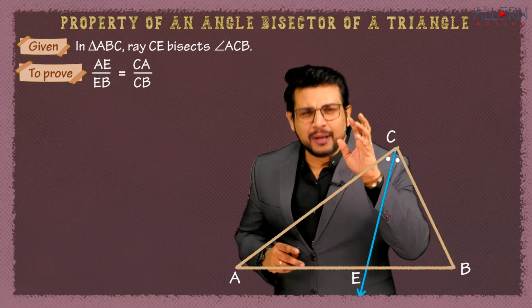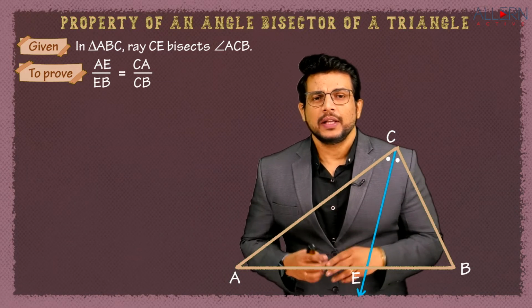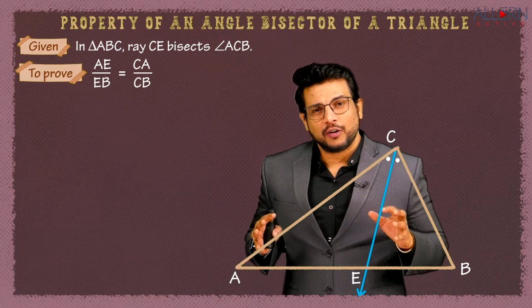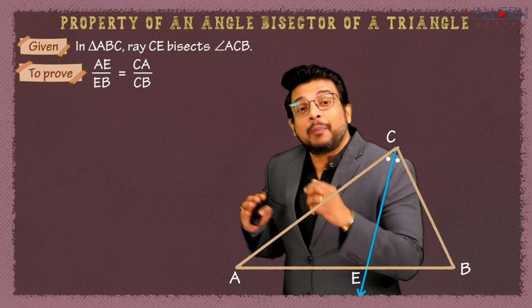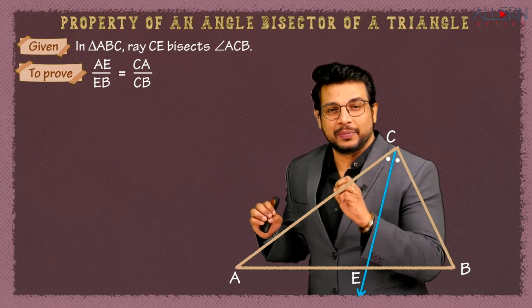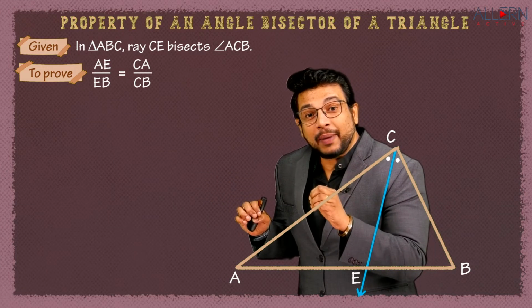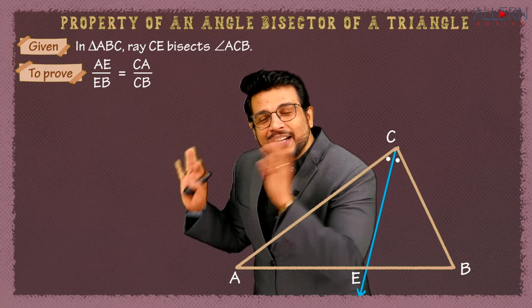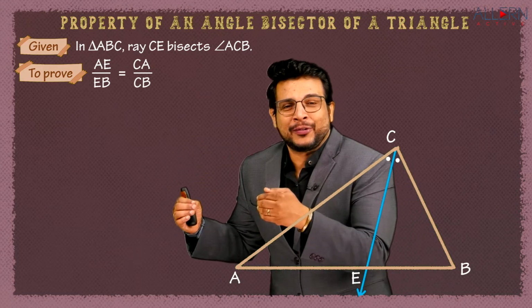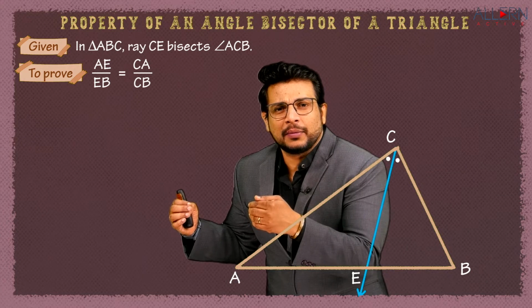Let me tell you a very important fact about this property. This property of angle bisector of a triangle is nothing but a property which we get by applying the basic proportionality theorem. It's a property which we get by application of BPT, that is basic proportionality theorem. That means obviously we'll have to take the help of the basic proportionality theorem.